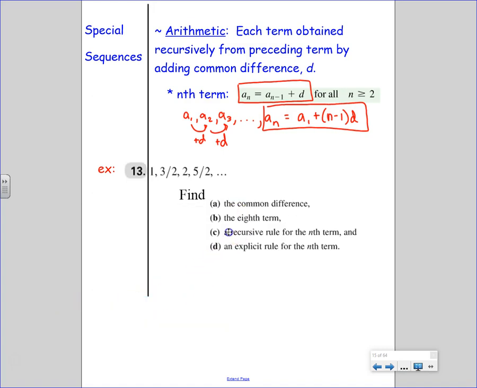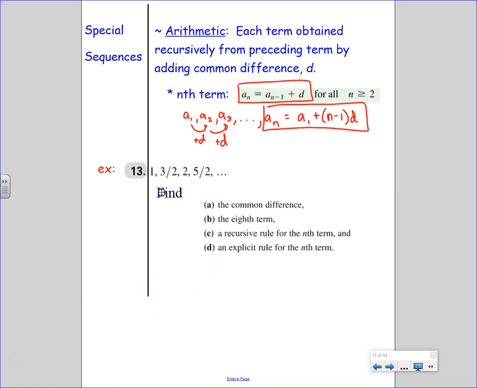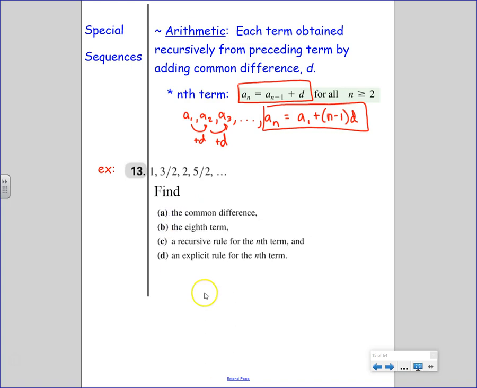Talk in your groups, help each other out. Some of you are just randomly giving up. What's the excuse? You don't have a group. Look at you. What's the recursive? So we don't have a group.